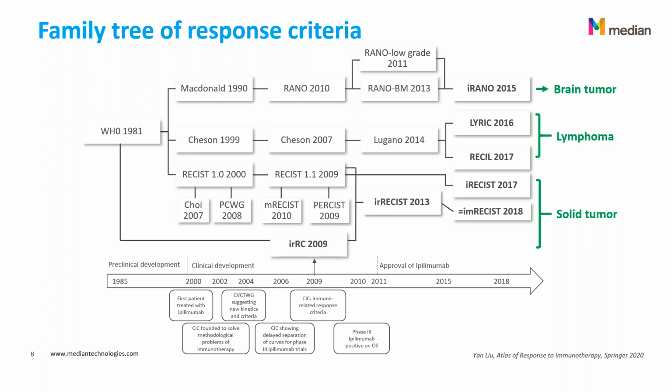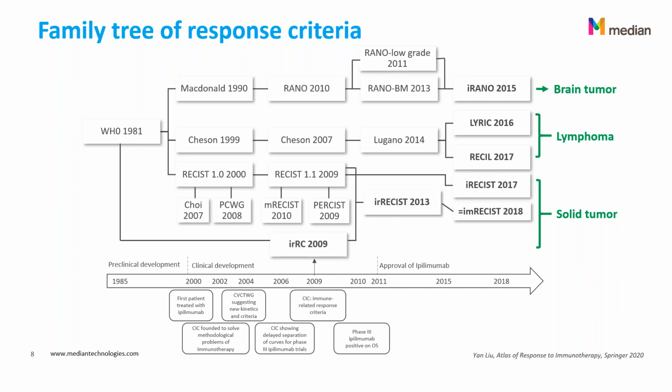The WHO criteria established in 1981 was the earliest to standardize response assessment for anti-cancer treatment. In 2009, an updated version, RECIST 1.1, was published. To date, RECIST 1.1 is the most widely accepted criteria for response evaluation in tumors, with the exception of brain tumor and lymphoma.